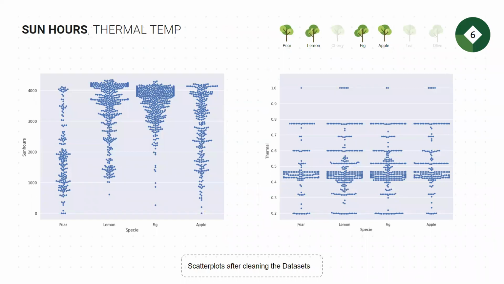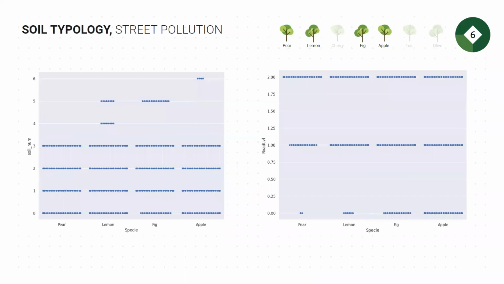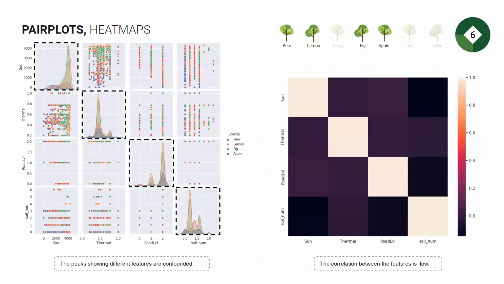These are the scatter plots that we acquired after cleaning the data. This has been plotted with respect to the species, the sun hours, and the temperature. And this for the soil typology and the street pollution. We can see here that the peaks have different features which are confounded, and the correlation between these features is low.